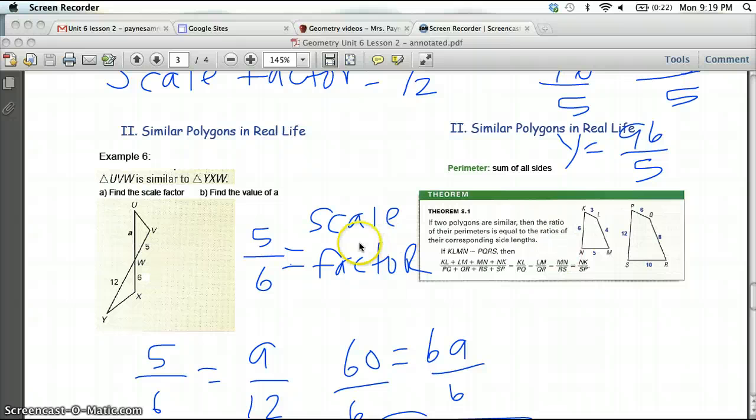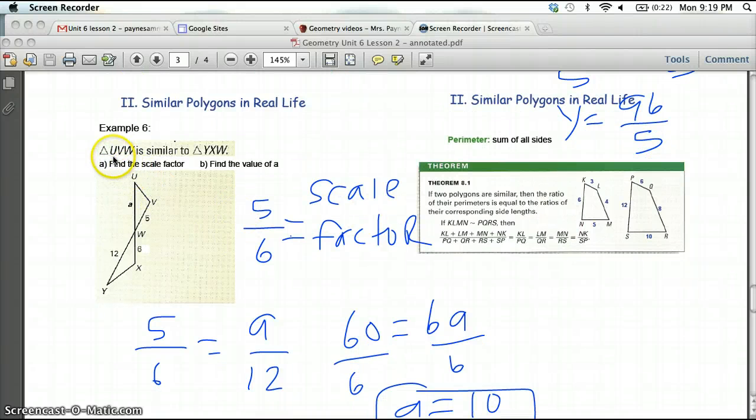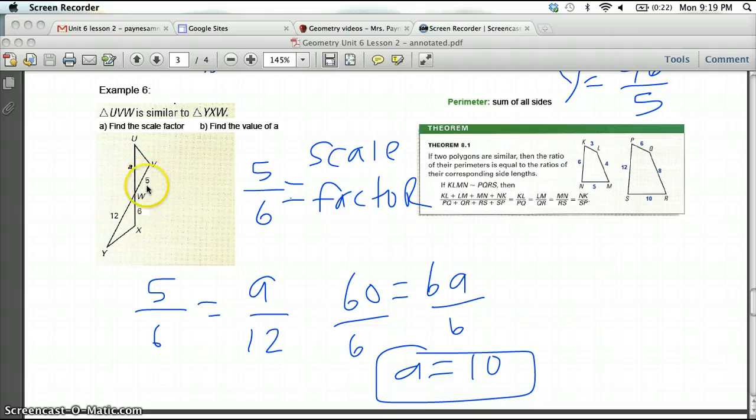Now let's look at example 6. Example 6 says UVW is similar to YXW. It says find the scale factor and find the value of A. So UV is going to match up to YX, and VW is going to match up with XW. So our scale factor is 5 over 6. But now they want us to find the value of A. So 5 over 6 is going to equal A over 12.